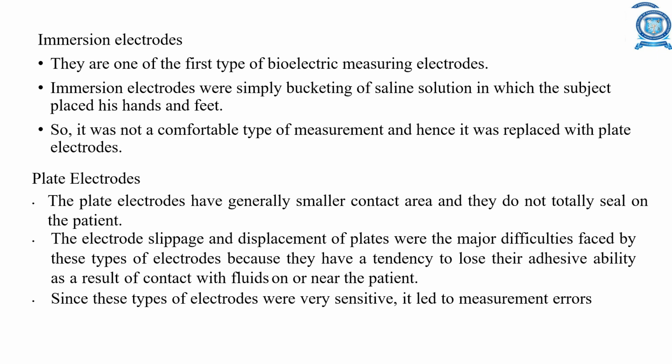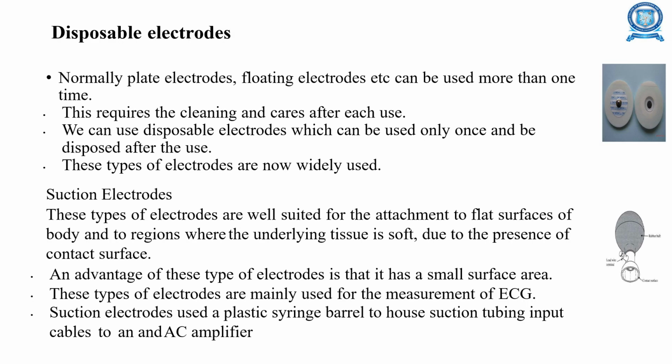Plate electrodes generally have a smaller contact area and do not totally seal on the patient. Since these types of electrodes were very sensitive, they led to measurement errors. Disposable electrodes, that is, normally plate electrodes, floating electrodes, etc., can be used more than one time. This requires cleaning and care after each use. These types of electrodes are now widely used.